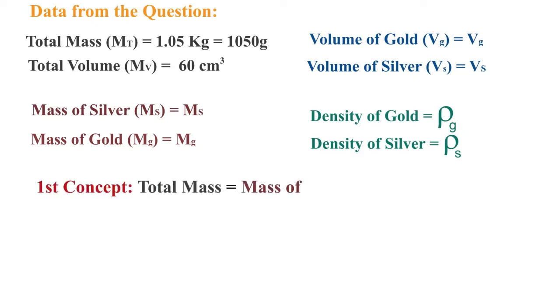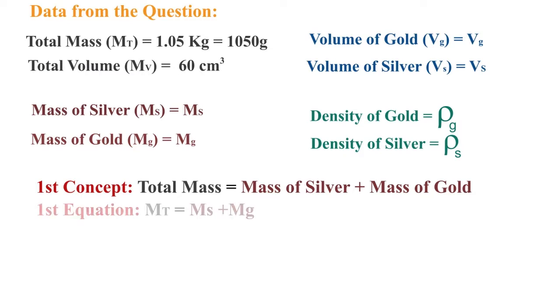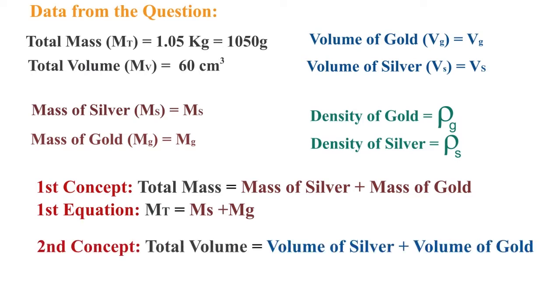So the first concept comes straightforward from the question, that the total mass is equal to mass of silver plus mass of gold. So you can represent this as mt is equal to ms plus mg. The second concept from this question is that the total volume is equal to volume of silver plus volume of gold, and you can represent this in a second equation as vt is equal to vs plus vg.